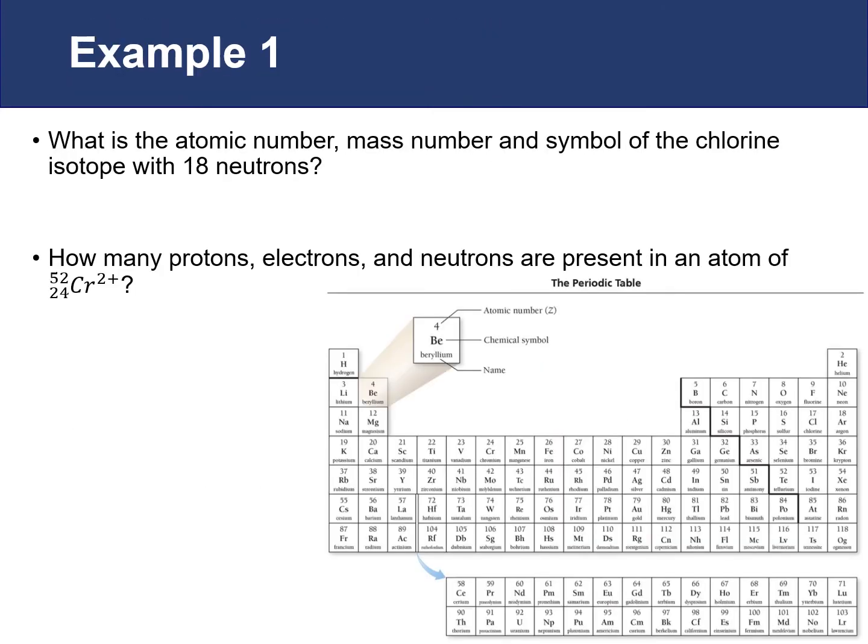Let's now go through a couple examples of going back and forth between our numbers of protons, neutrons, and electrons and our shorthand representation. So, example 1. What is the atomic number, mass number, and symbol of the chlorine isotope with 18 neutrons? So first thing we need to do is find chlorine on our periodic table. It is located here.